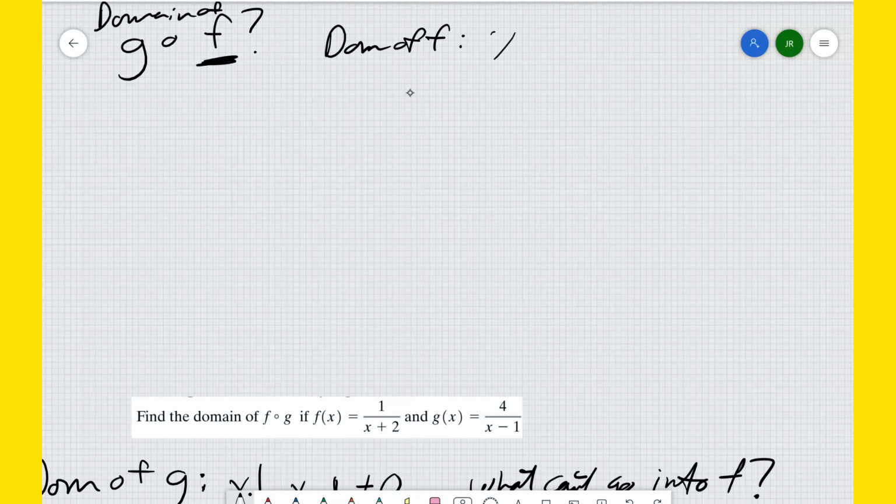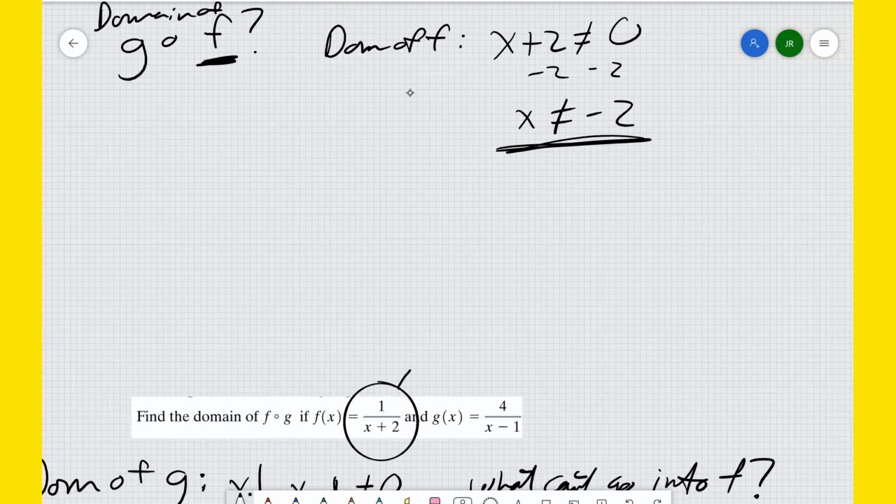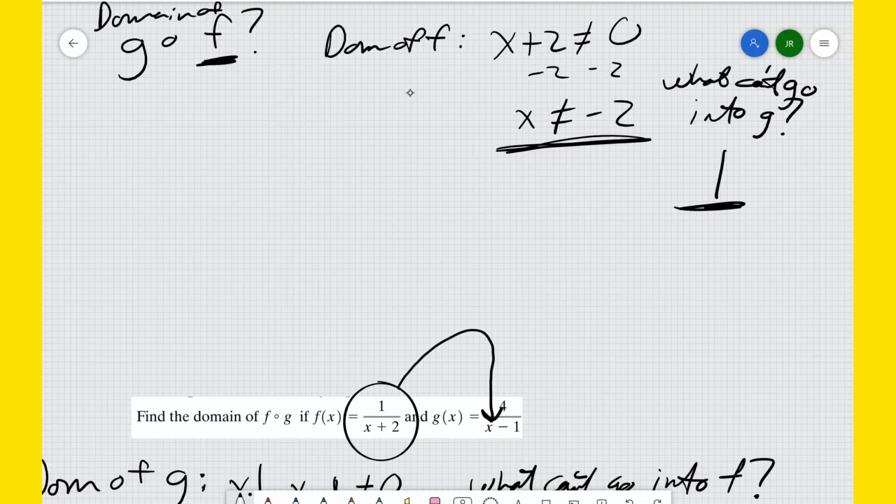That's going to be x plus 2 does not equal 0. So x does not equal negative 2. So that's already right off the bat an excluded value from my domain. But then I say, what can't go into g? Because I know f of x is going to get plugged into that spot. Hopefully you can already see it. One can't go into g. But that doesn't mean one is not in our domain. It means that f of x can't result in one.